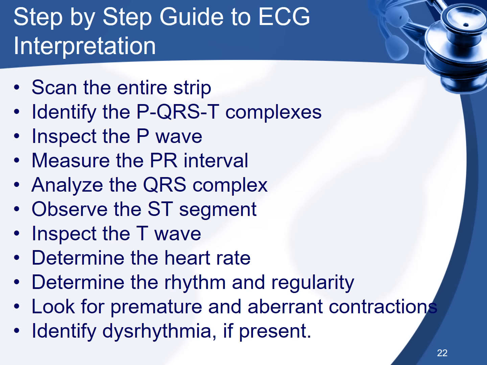Be able to measure the heart rate, determine whether the rhythm is regular or irregular. Look for any type of abnormality in each beat, whether there are premature beats, whether there are beats that don't look normal. We want to be able to measure and look at all of those, and then identify dysrhythmias if they are present. If you do it this way, then as you get more experience, you should be able to quickly peek at an EKG strip and be able to tell what's going on with that patient.